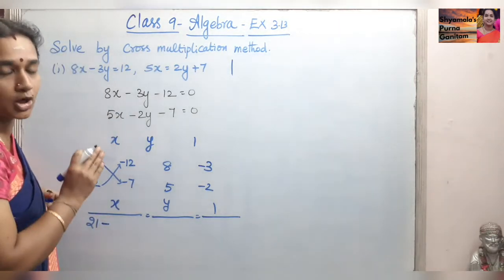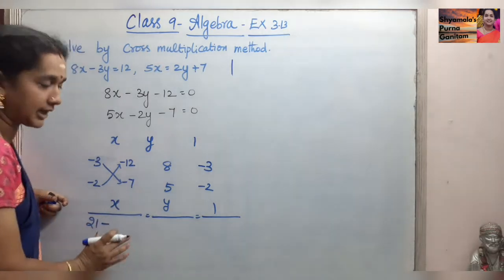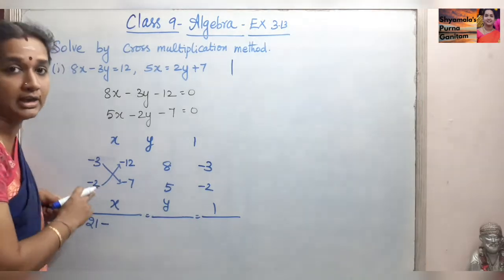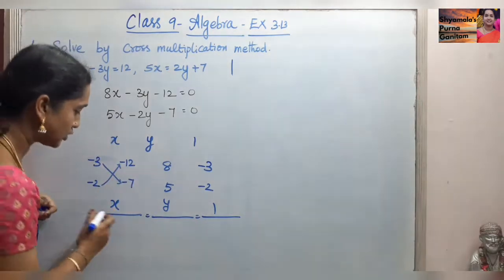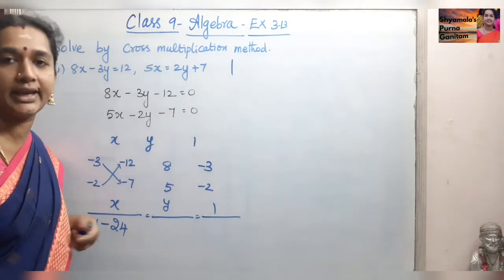This is the formula-like thing. We will cross multiply this, then it has to be subtracted. Minus 12 and minus 2 will be plus 24, so minus 24 we will write. So this is below the x term.